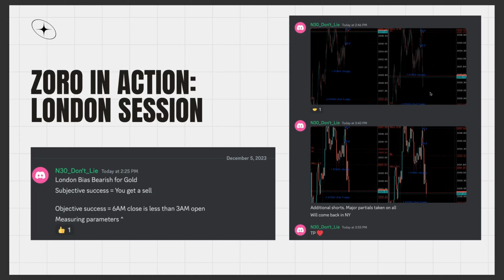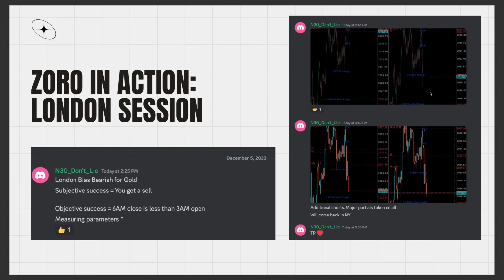In your personal trading, I'd say you look at it from a subjective manner, because as long as you get that sell, you'll like what you're doing. You'll essentially like the data that's been given to you, right? But if you want to look at it from an objective manner, if you want to hold the trade, then yes, you can check the 6 a.m. close against the 3 a.m. open.